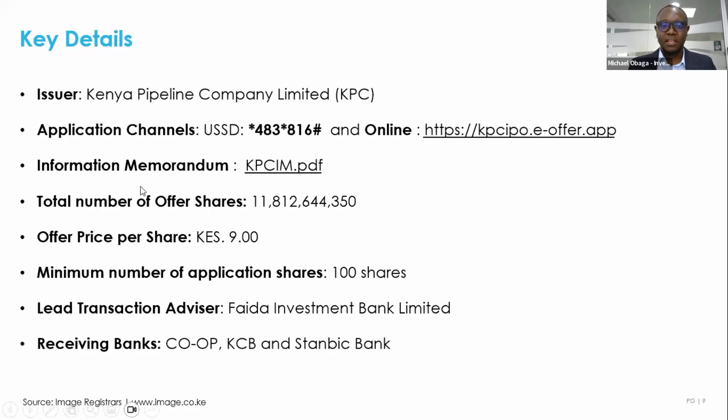You can see that the total number of shares on offer are 11.8 billion shares. The offer price is 9 shillings per share. And the minimum application is 100 shares. So in case you want to go for the minimum, then it means you only need 900 shillings in your M-Pesa, and then you do the purchase. And the lead transaction advisor for this transaction is Faida Investment Bank. And of course, we have the receiving banks as COP, KCB, and Stanbic.